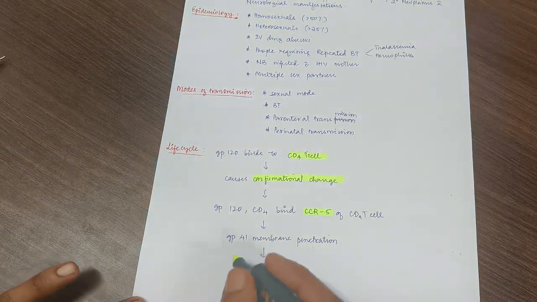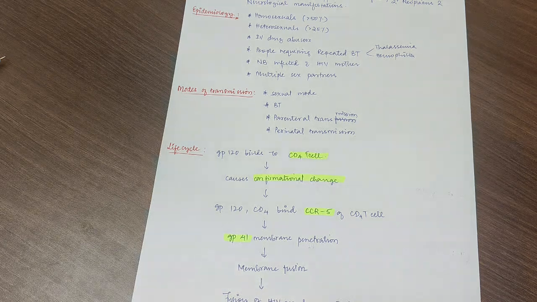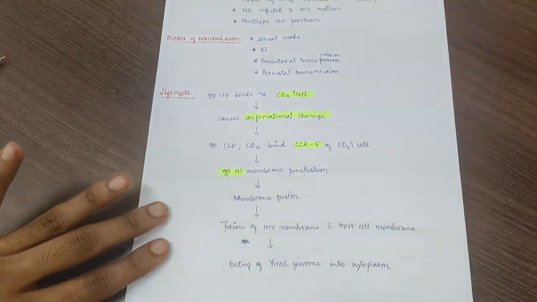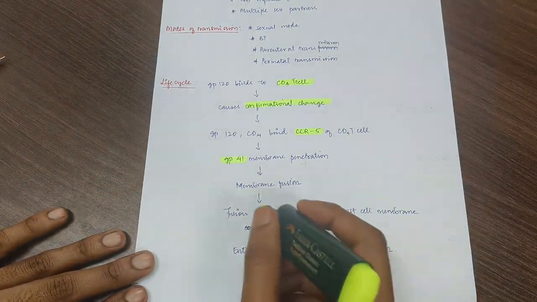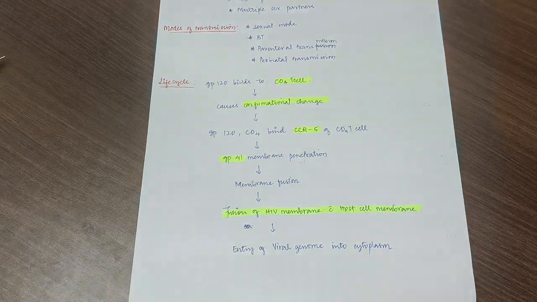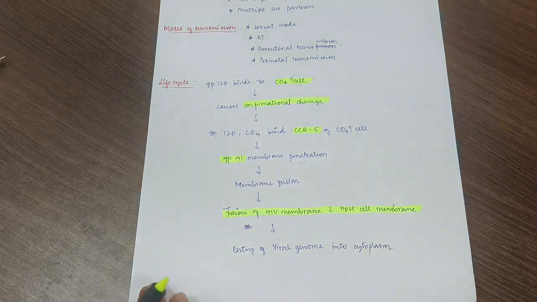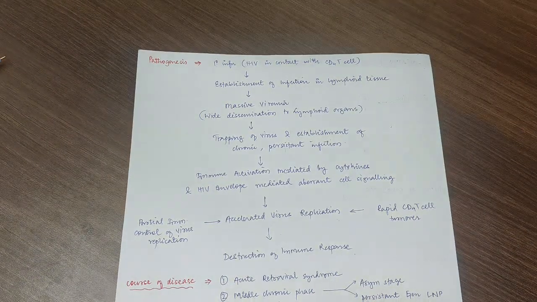After this, what happens? The GP41 will cause the membrane penetration. It will enter into the membrane, that is called membrane penetration. Next is membrane fusion, the fusion of the HIV membrane with the host cell membrane. After this fusion occurs, the HIV is inside now, and the viral genome will be put inside the cytoplasm of the human cell.